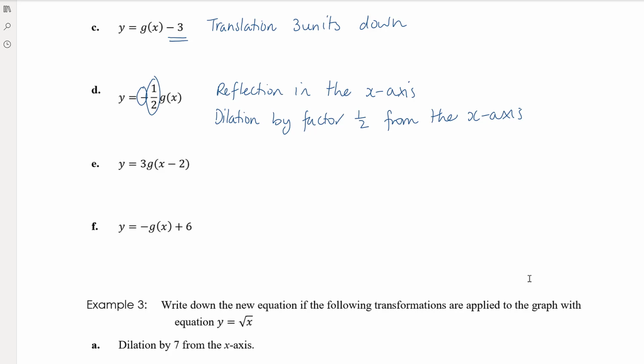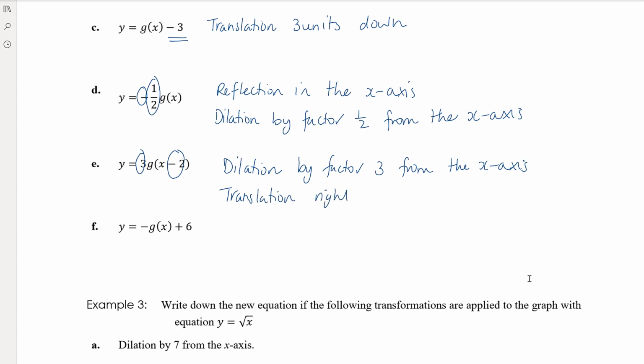Okay, part E, again, we've got two things going on. We've got the 3 out the front, and we've got the minus 2 inside. Okay, so the 3 is reflection. Sorry, not concentrating. The 3 is dilation. I was reading the example above. Dilation by factor 3 from the x-axis. Okay, so we're tripling all the y coordinates. And then the minus 2 inside the function is translation to the right by 2 units.